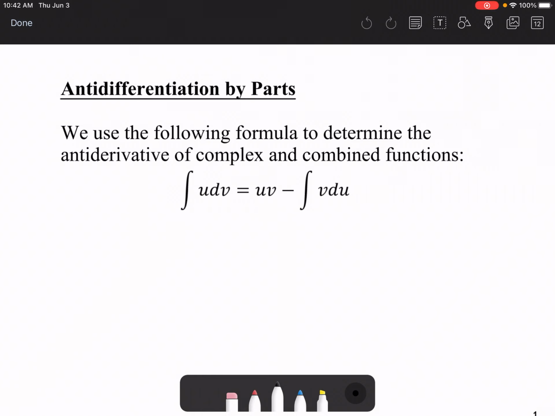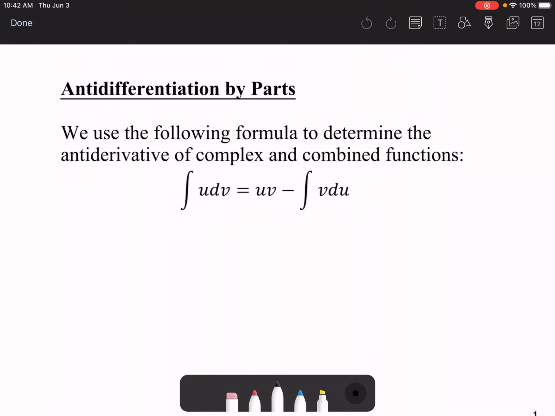Hello and welcome to Antidifferentiation by Parts. This is an extension of the Calculus AP course. So we use the following formula below to determine the antiderivative of complex and combined functions.